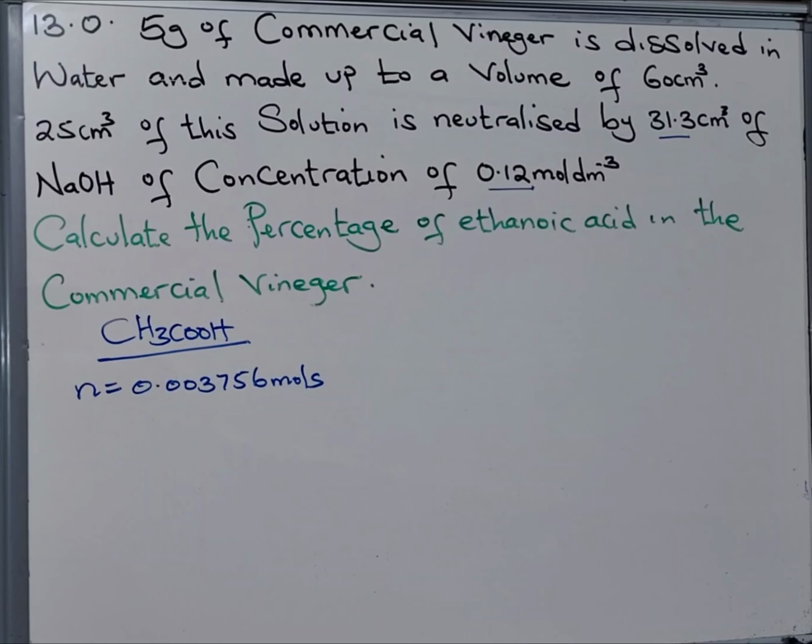What else do we know? We know the volume. Now here you have to be very careful. Here we use the volume which reacted, and the volume is known, which is 25 cubic centimeter. Converting it to cubic decimeter, you divide by 1,000, giving you 0.025 cubic decimeter.